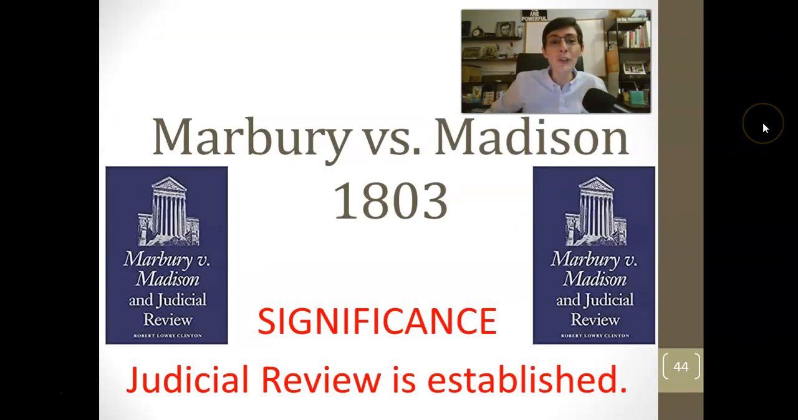All right, so our first case that we're going to discuss is arguably the most important Supreme Court case of all, and that, folks, is Marbury v. Madison in 1803. Now, why do we care so much? Because this Supreme Court case established judicial review, the core power of the judicial branch, and also its ability to check and balance the other two branches. So this case is really, really important.